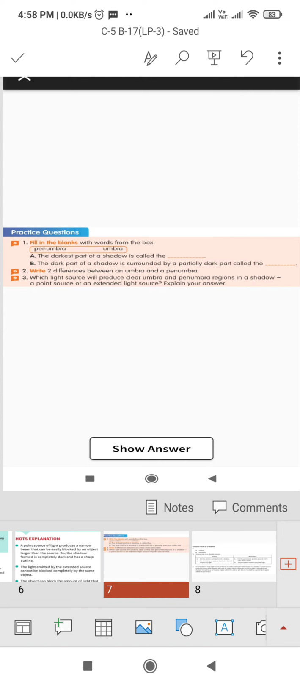So an extended or large light source produces both umbra and penumbra regions, and a point source will be able to form only the umbra region, that is the dark shadow point from the center. So that's all about this topic.